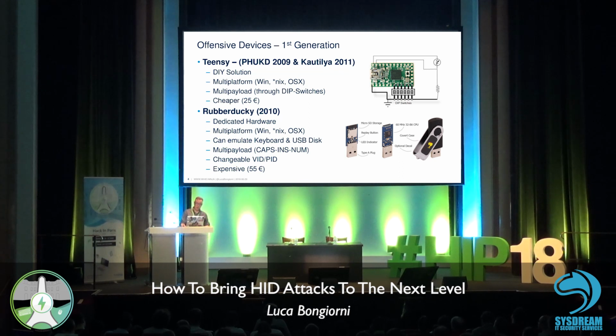The only sad thing about the Raspberry Pi is still the price. It's around €55 if you want to buy from the US to Europe, and that's kind of expensive. The other solution was a do-it-yourself solution based on Teensy as the hardware part. From the software framework point of view, both were open source, Kautilya and PHUKD. And this was the first generation, between 2009, 10, 11.